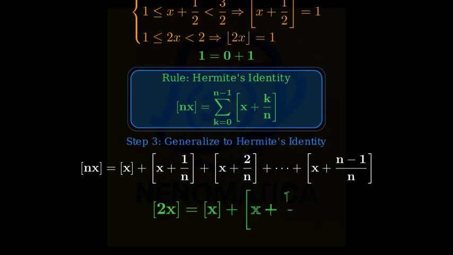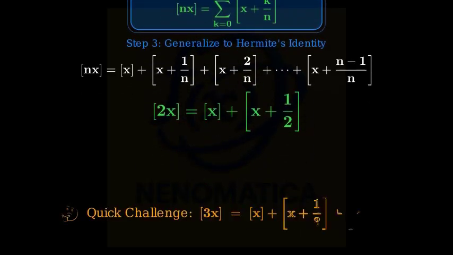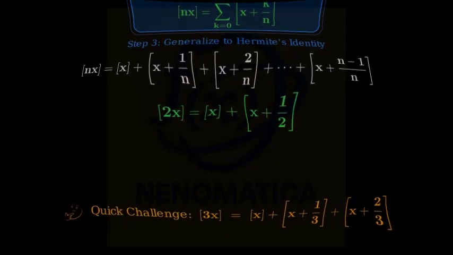Therefore, combining both cases, for x between 0 inclusive and 1 exclusive, we have shown that the floor of 2x equals the floor of x plus the floor of x plus 1/2. Quick challenge. Can you expand the floor of 3x using the general identity? Take a moment to think about it.